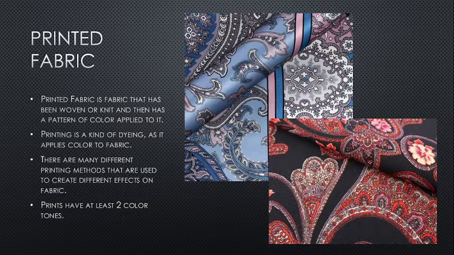We will also talk about printed fabric in this lecture. Printed fabric is fabric that has been woven or knit and then has had a pattern of color applied to it. Printing is a kind of dyeing, as it applies color to fabric. There are many different printing methods that are used to create different effects on fabrics. Prints have at least 2 color tones, but can have many, many more.